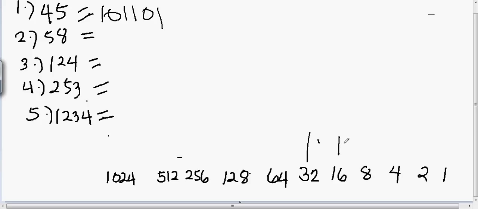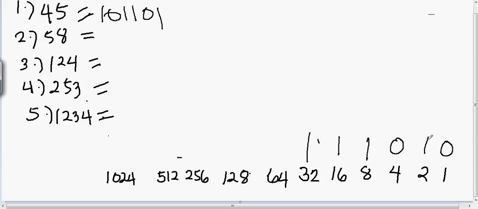16. What other number could we add? We could use the number 8. We cannot use the number 4. And we could use number 2, then 0.